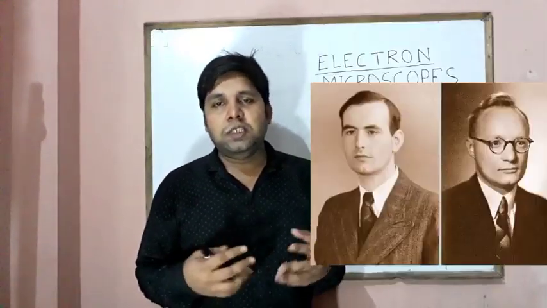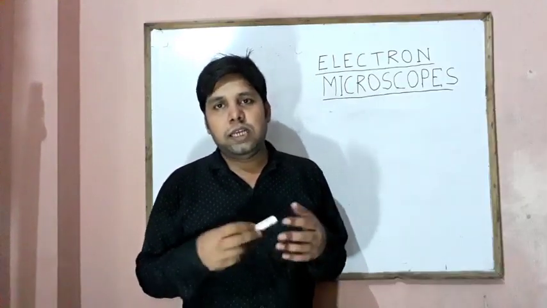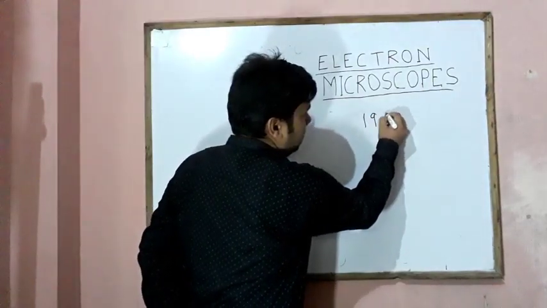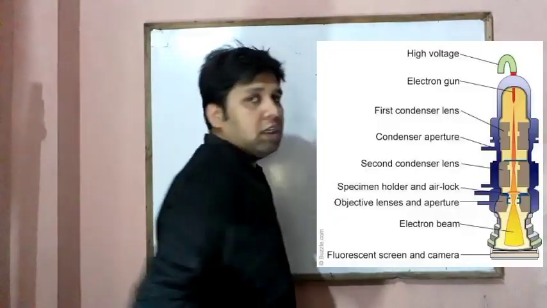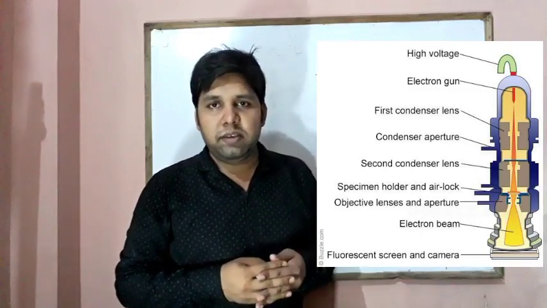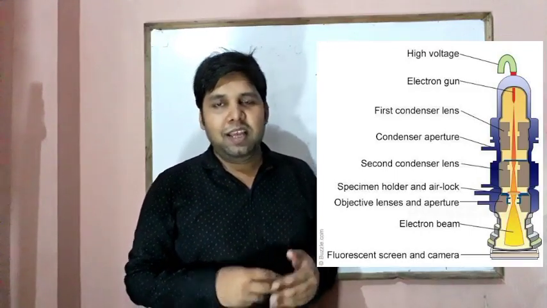Today in this video I'm going to talk about electron microscopes. The electron microscope was developed by two German engineers, Ernst Ruska and Max Knoll, in 1932 and was allowed for use in 1940. It uses a beam of electrons to produce an image of the specimen.